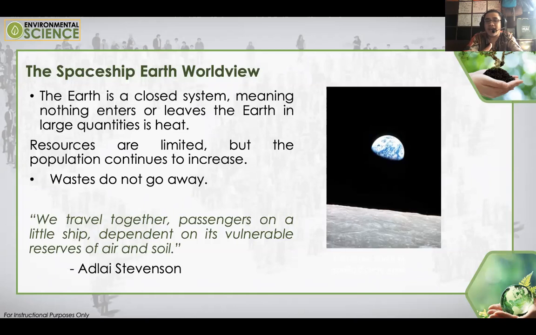So again, we have very limited resources, pero tumadami na tumadami ang population natin. So what do we do about this? Sa environmental science, we will be studying about this. And wastes do not go away. So what should we do with the wastes? According to Adlai Stevenson, we travel together, passengers on a little ship, dependent on its vulnerable reserves of air and soil. So we must utilize it properly and not abuse the environment kasi yun lang yung meron tayo.